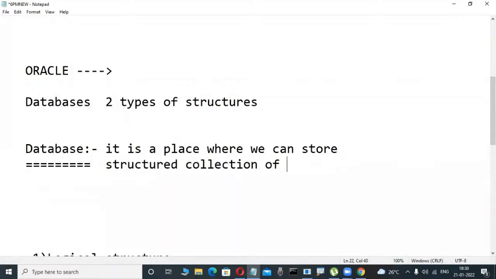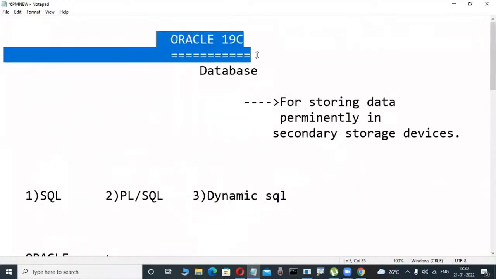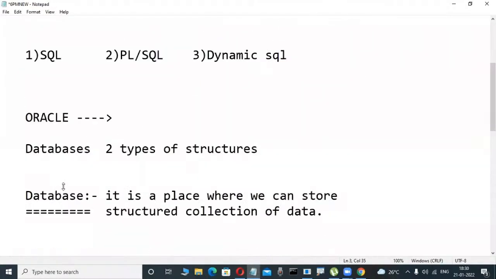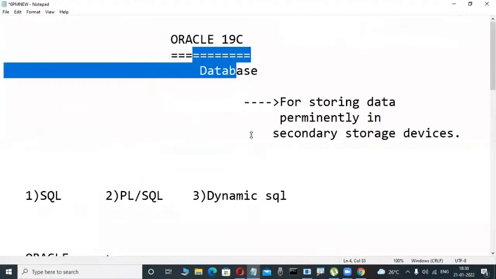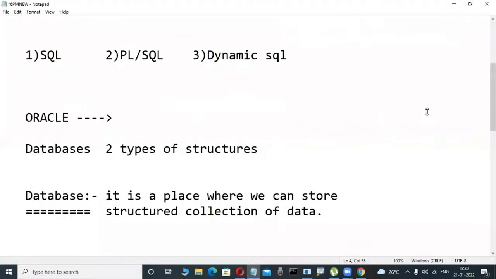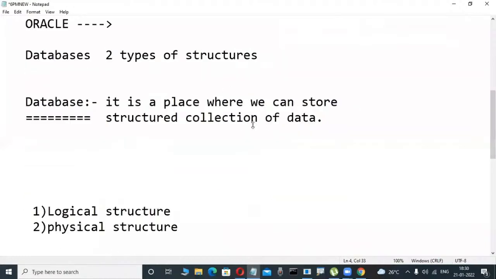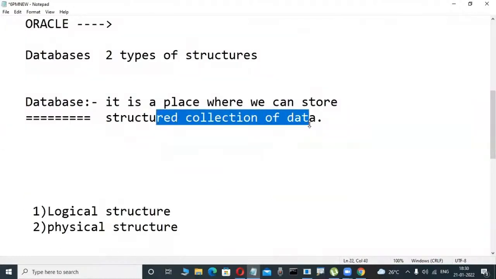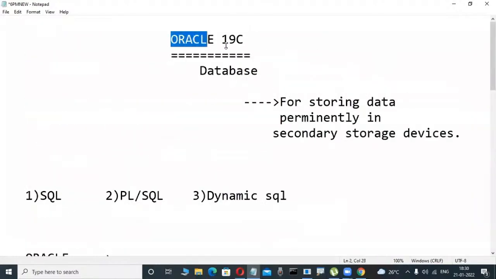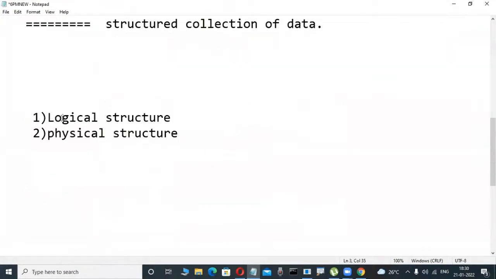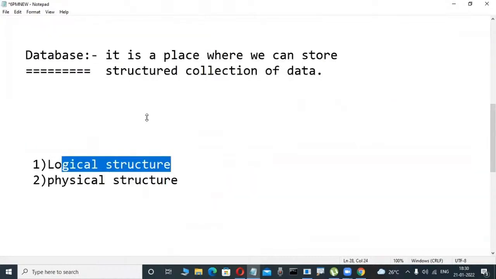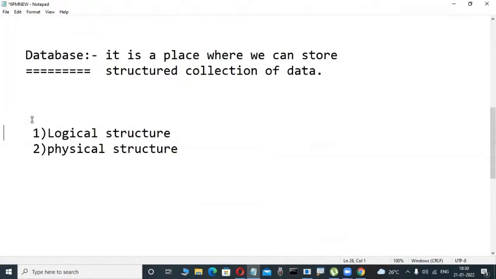What is data? What is information? What is DBMS? That is later. Structured collection of data. Observe here. Whenever we are installing Oracle or any relational database software, what is the database actually? It is a place. Whenever we install this type of software, automatically some place is reserved in the hard disk. In that place only we can store a structured collection of data. But whenever we install these softwares, two types of structures are there. One is logical structure, another one is physical structure. This definition I am not explaining today; you will understand it one of these days.